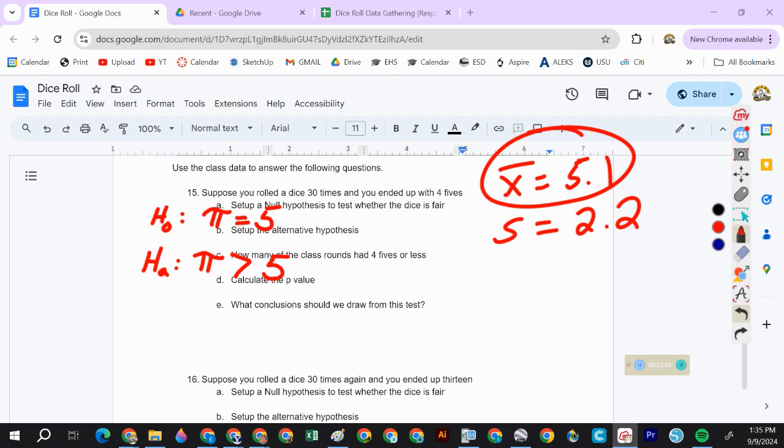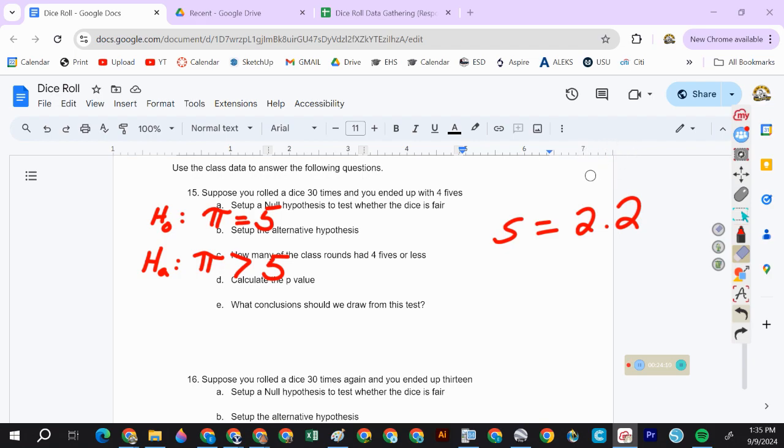So how many of the, oh, well, I messed it up. We're not testing ours, are we? That's what happens when you make a new worksheet and you don't pay attention. Okay.